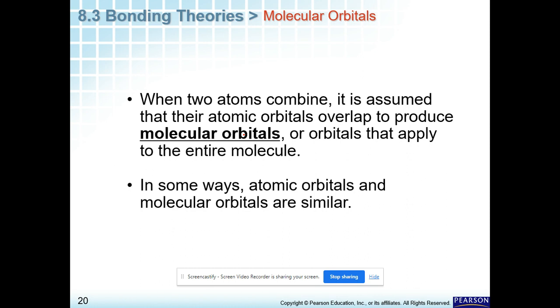So when 2 atoms combine, it is assumed that the atomic orbitals of each of those elements overlap, and this is what produces the molecular orbitals that we see. It is applied to the entire molecule, and in some ways, atomic orbitals and molecular orbitals are pretty similar.